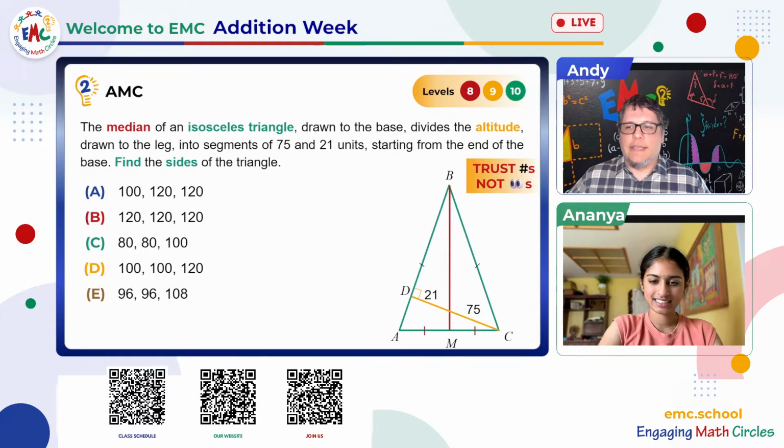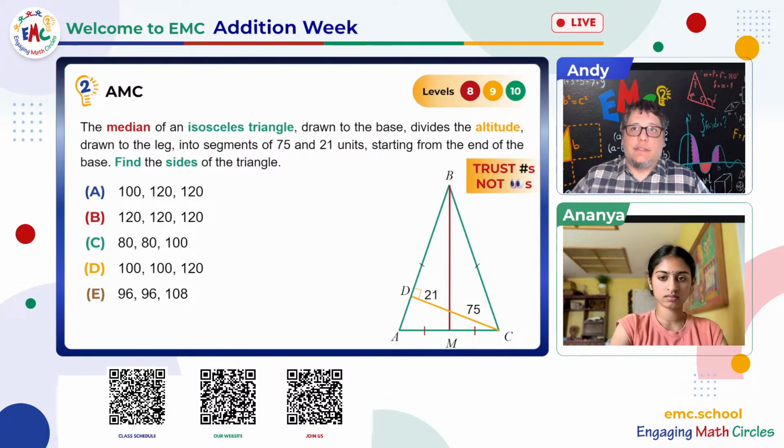Yes. Okay. This one's similar to AMC, the American Math Competition. The median of an isosceles triangle drawn to the base divides the altitude drawn to the leg into segments of 75 and 21 units, starting from the end of the base. Find the side lengths of the triangle.